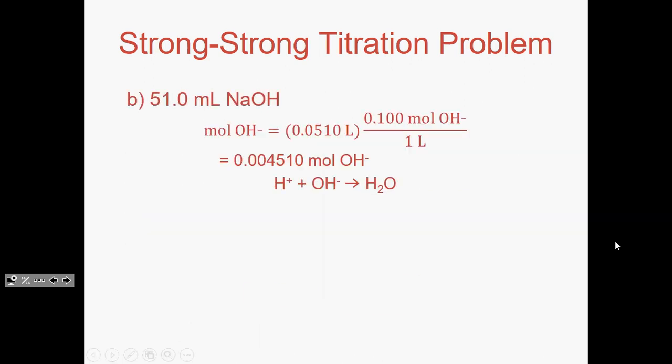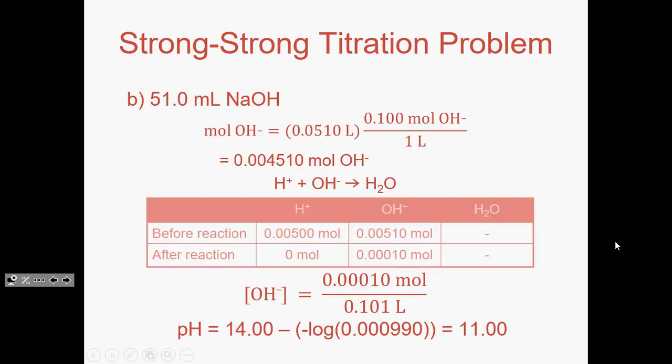Now, after our equivalence point, which is what 51 milliliters is, notice we don't have to recalculate our H plus. That's going to stay the same because how much H plus we start with never changed. What's going to change is how much of it is left at different spots in the titration. So that number is the same. We don't need to redo it, but we need to take 51 milliliters and calculate how many moles of OH minus that would be.